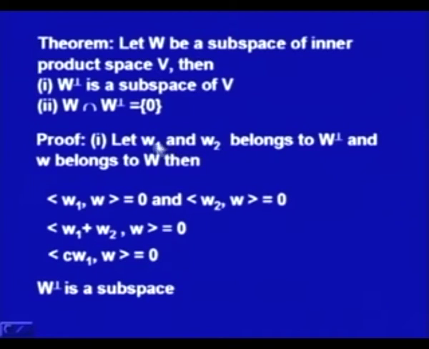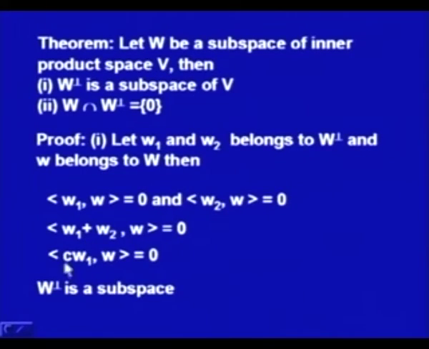Now, to prove these results, let us say w1 and w2 belong to W perpendicular and w belongs to W. Then the inner product of w1 and w is 0, and w2 comma w is equal to 0, because these belong to W perpendicular. So, W perpendicular is the set of all vectors which are perpendicular to the vectors of W. So, that is the idea of W perpendicular. So, w1 plus w2 comma w will also be 0, and that means this also belongs to W perpendicular.